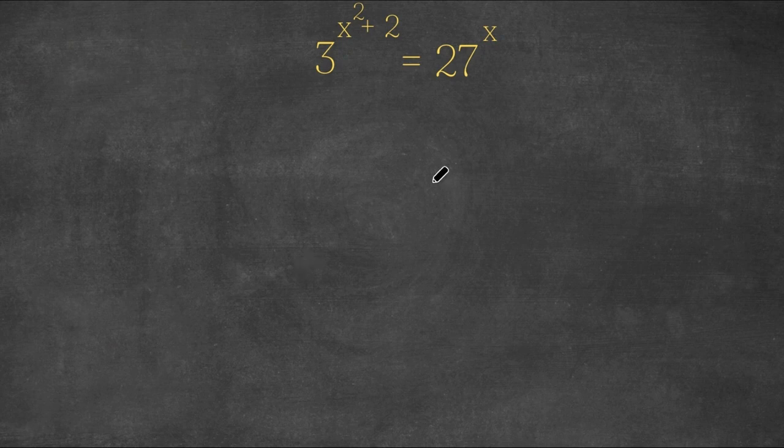Welcome to Click Academics. In today's video, I'm going to be teaching you guys how to solve this exponential equation. So we have 3 to the power of x squared plus 2 equals 27 to the power of x.